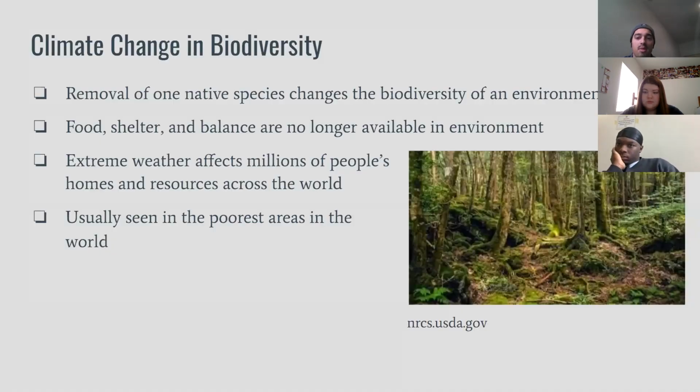So, climate change and biodiversity. Climate change is linked with biodiversity in a negative way and never in a positive way. Climate change is due to the loss of the food, shelter, and balance within the environment. For animals, this is usually because of a removal of one native species. And for humans, climate change affects millions of people's homes and resources across the world. You see more of this in poor areas rather than your average city and suburbs.